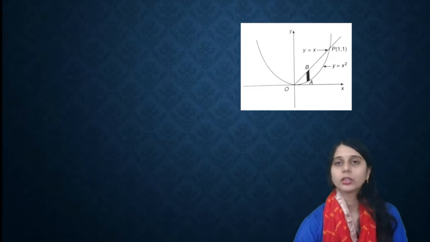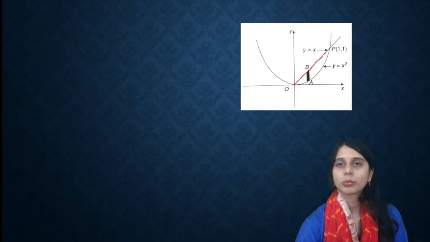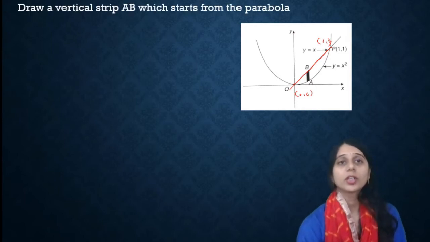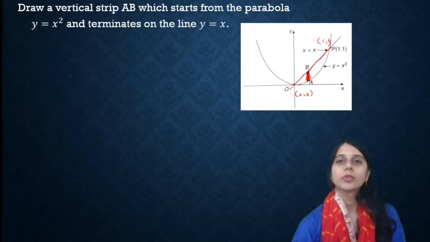So this is our area. For y = x square, it's a parabola, and y = x intersects the parabola at the two intersection points (0, 0) and (1, 1). Okay. Now, draw the vertical strip AB. It is your vertical strip AB from the parabola y = x square to the line y = x.